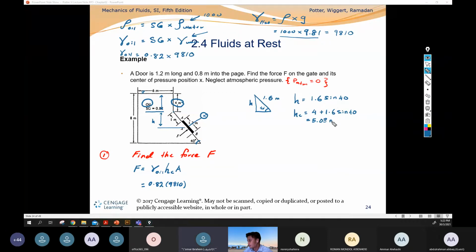So just plug in the value: 5.03 multiplied with the area. What is the area? Area of what? Area of the door. So what's the area of the door given? 1.2 and 0.8. Yes. So 1.2 multiplied with 0.8. So what's the value, everyone?